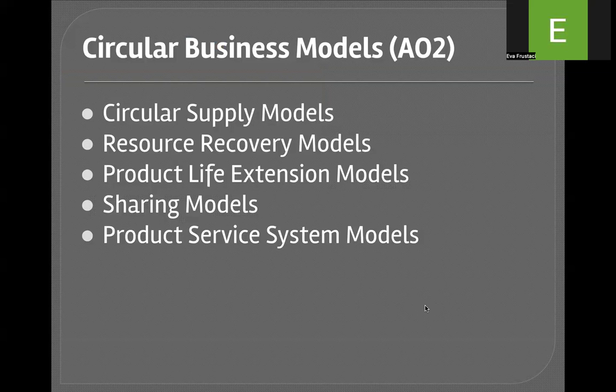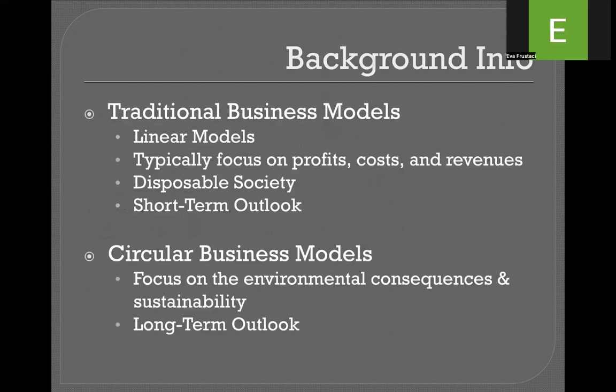Every toolkit typically makes you draw something and then analyze. This is an AO2 because we just have 5 different types of circular business models, and they need you to be able to analyze them and understand them and distinguish between them. And so we are going to talk a little bit about where this background info comes from.